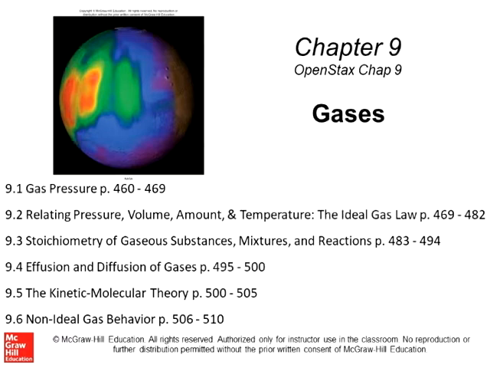In this chapter, we will discuss the topic of gas pressure. We will look at the relationship between pressure, volume, the amounts, and temperatures. We will look at the ideal gas law. We will look at how to examine stoichiometry of gas substances, mixtures, and reactions. We will talk about effusion and diffusion of gases. We will look at the kinetic molecular theory. And we will look at non-ideal behavior. All of these topics will be covered, but they might not be covered in this specific order.